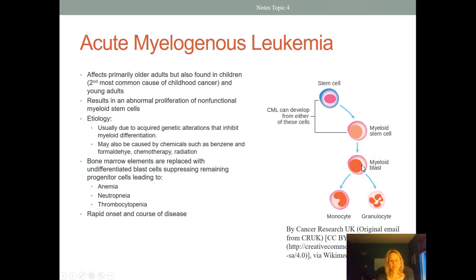This is also usually due to genetic alterations, and these are such that inhibit the differentiation of the myeloid cells. It can also be caused by chemicals such as benzene or formaldehyde, and by chemotherapy or radiation. So once again, bone marrow elements get replaced with the undifferentiated blast cells, and that suppresses the remaining progenitor stem cells, and that can lead to anemia, neutropenia, and thrombocytopenia. Because it's acute, we have a rapid onset and course of disease.